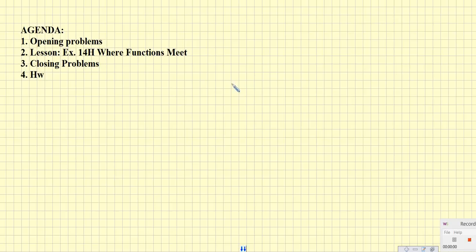Hi everyone, we're starting lesson number 19 where we're talking about where functions meet, and we're going to learn how to do this both algebraically and with our calculator, and it's exercise 14H from our textbook.